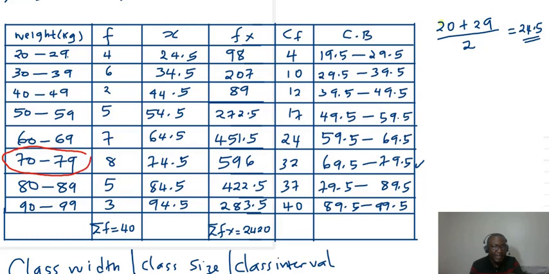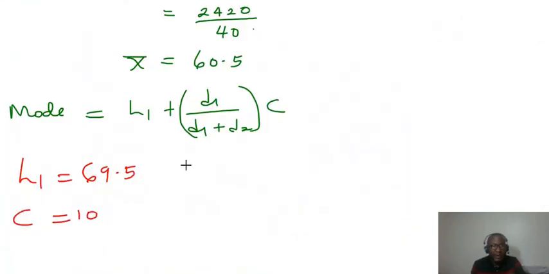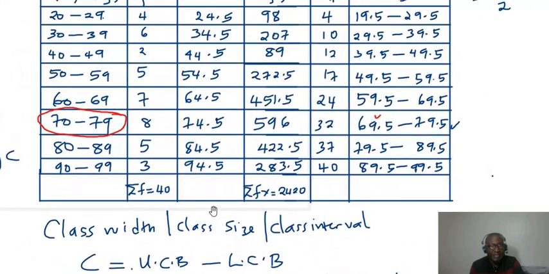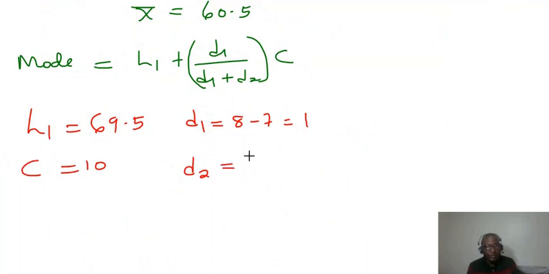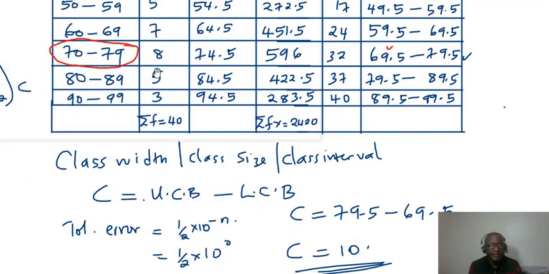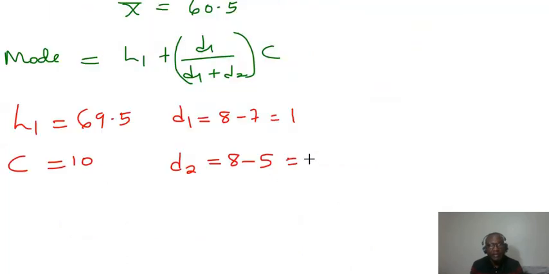From here, L1, which is the lower class boundary of the modal class, is 69.5. We know that C is equal to 10. Now we need to get D1 and D2. D1 is the modal frequency minus the frequency before. Our modal frequency is 8 and the frequency before is 7, so we have 8 minus 7, which gives us 1. D2 is the modal frequency, which is 8, minus the frequency after. The frequency after is 5, which gives us 3.